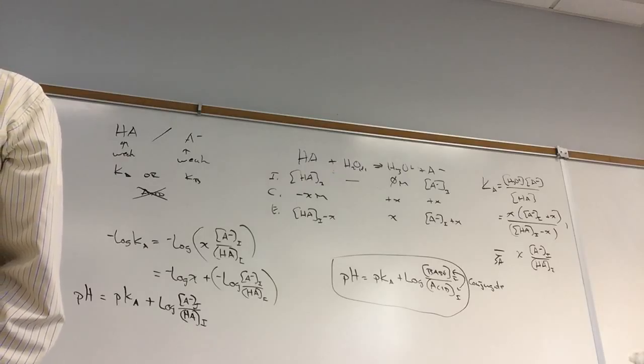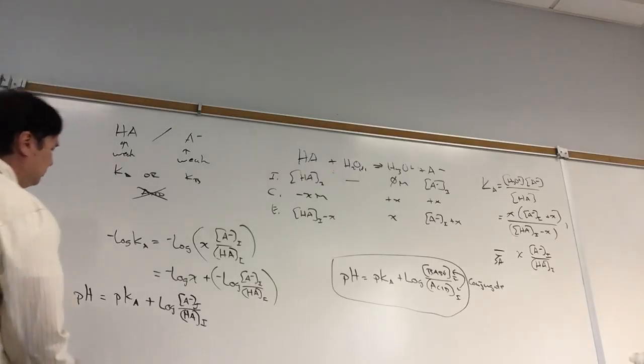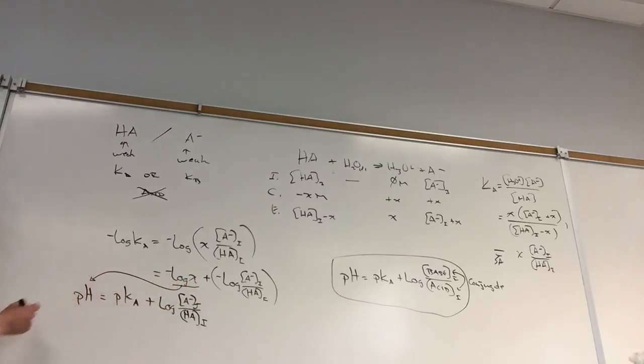Why is negative log of x equal to pKa? Negative log of x is not the pKa. The negative log of x is the pH, because x is equal to the hydronium ion concentration at equilibrium. And we assume that Kw contributes negligible hydronium. So all the hydronium is going to come from this step.